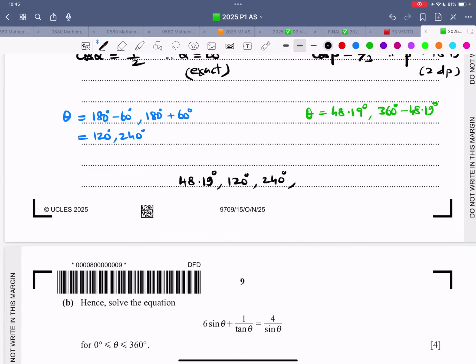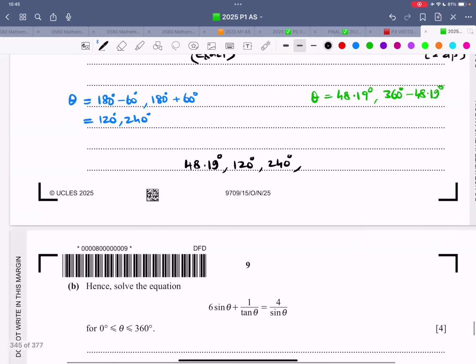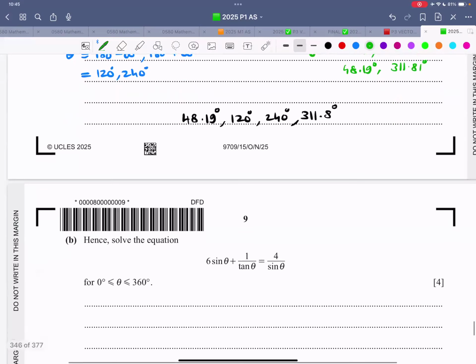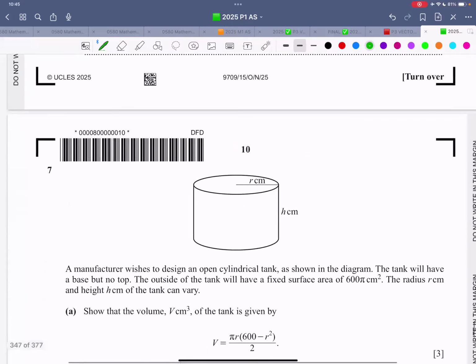The last one, let me write the rounded off value. That is 311.8 degrees. Actually, that was 81. So this is 311.81 degrees, but after rounding off, that becomes this thing. So these are the four answers. So part B, it's done above. Of course, don't do that in the exam. I'm just doing it right now over here.